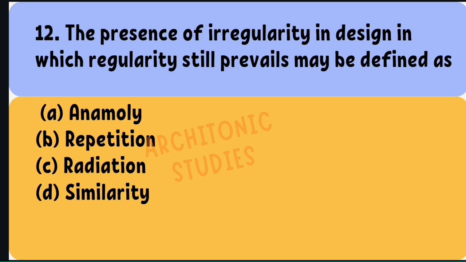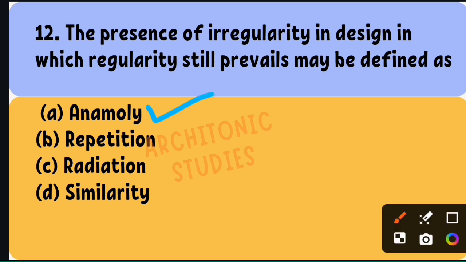Next question: the presence of irregularities in design in which regularities still prevail may be defined as: anomaly, repetition, radiation, and similarities. The answer is the A, anomaly.